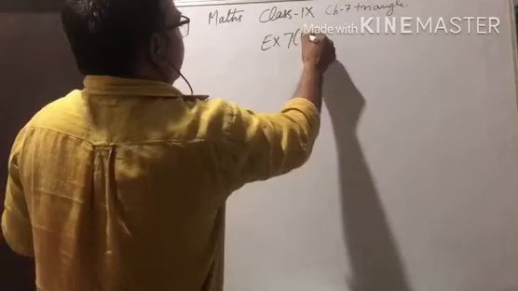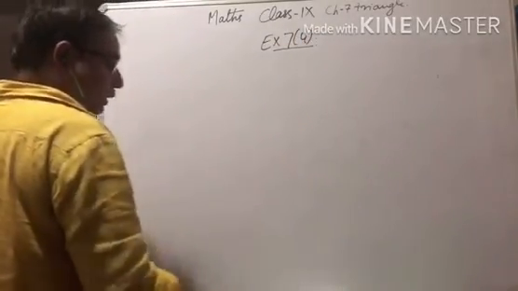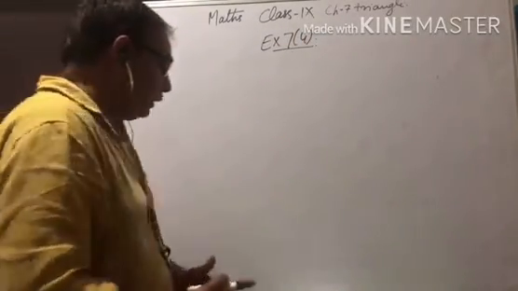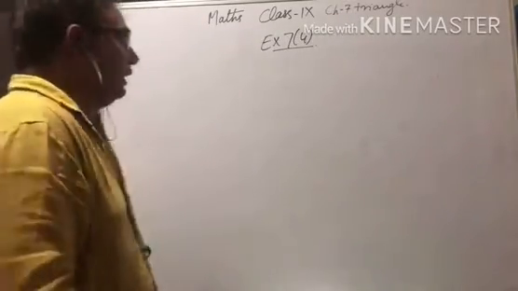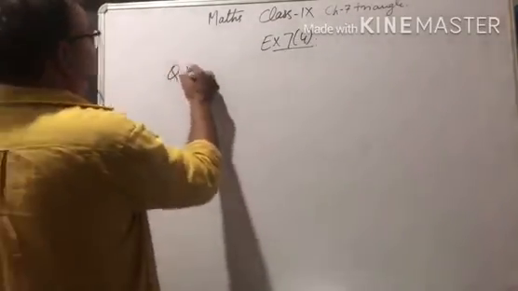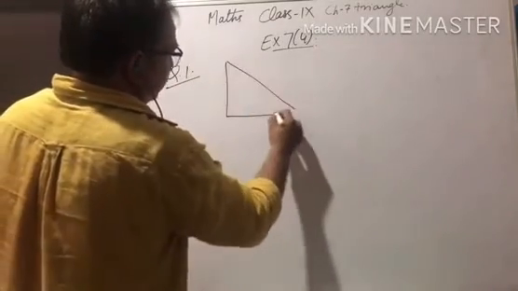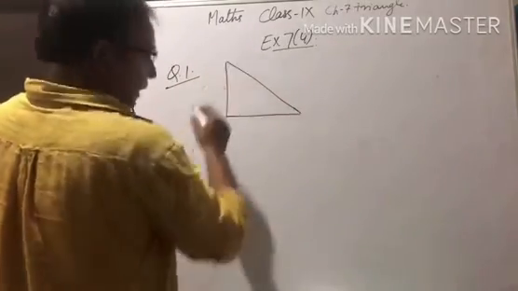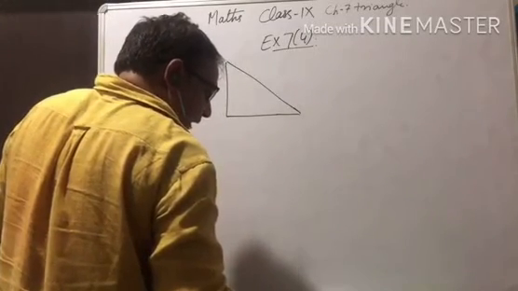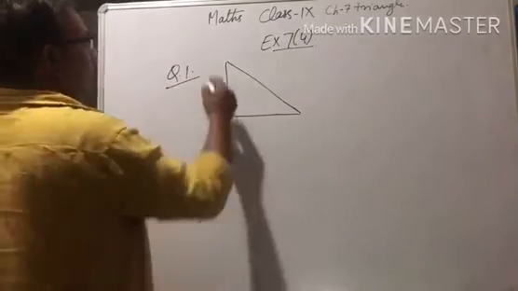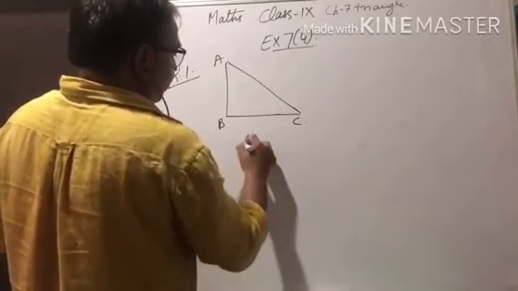Exercise 7.4. Now the first question is: show that in a right angle triangle, the hypotenuse is the longest side. In question number 1, we have to prove this. Suppose our triangle is like this. You can draw it anywhere, and we have to prove it.